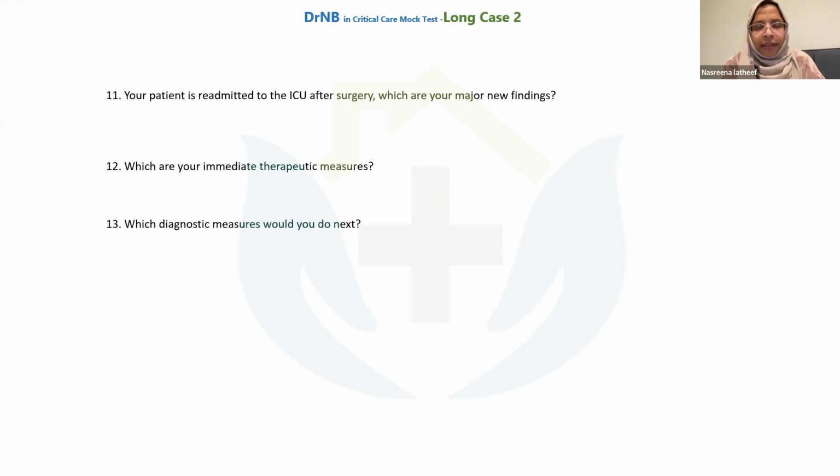So the major findings are increase in the peak pressures, plateau pressures, and he's also going into higher type 2 respiratory failure with increase in the FiO2 requirement as well. So I'm thinking of fluid overload or a ventilator associated pneumonia. Okay. Do you think it is ventilator associated lung injury or something else?